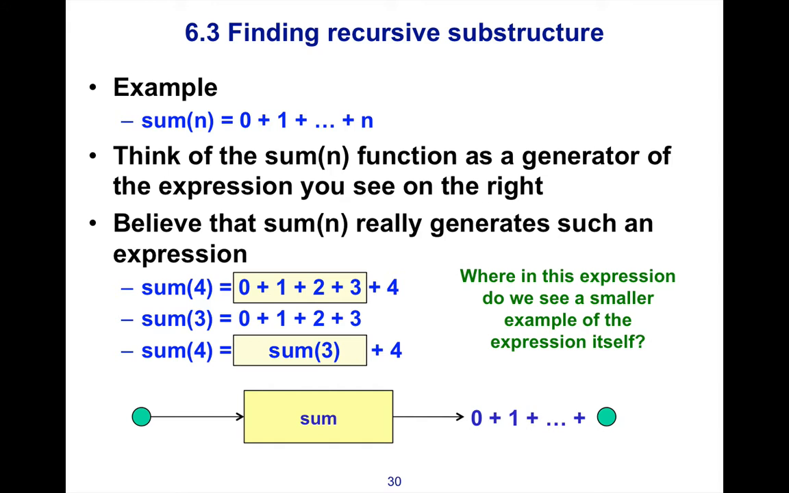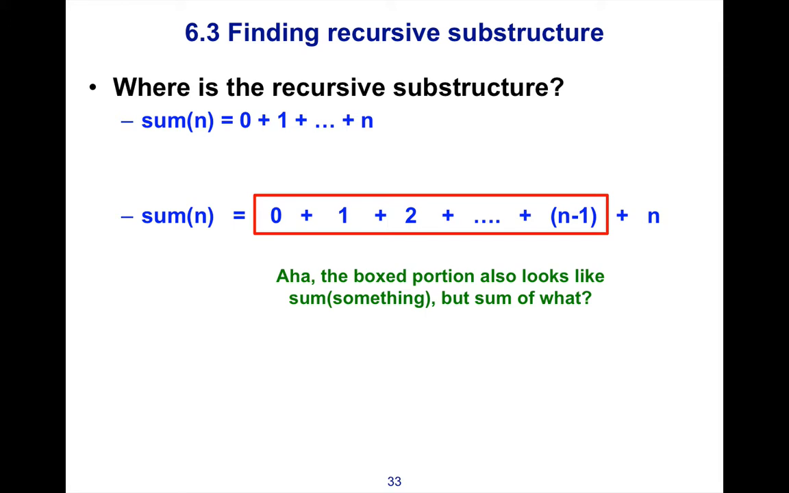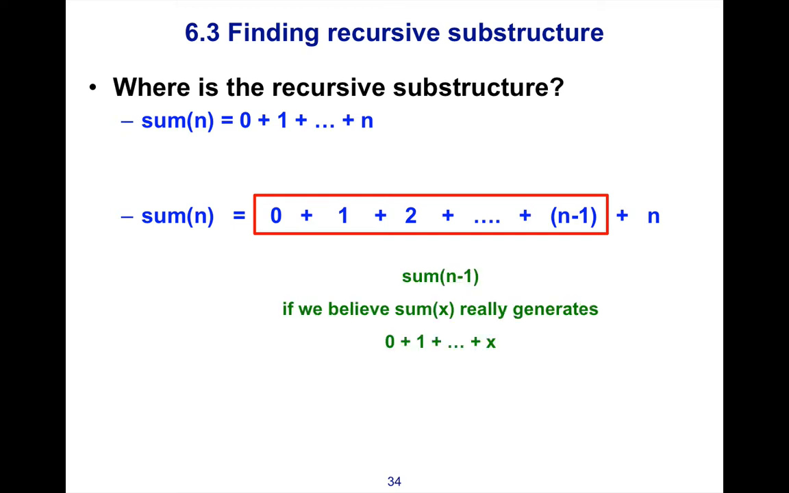Let's look at this more generally. So let's look at sum of n, which is the sum of 0 through n. And here you see the sum expanded out a bit. Where in here is the next smallest example of the sum operation? It's the sum of everything up to and including n minus 1. If only we had an answer to that, then we could simply take that and add n to it to get the answer. Now, if we really believe that sum of n minus 1 would do its job and generate the highlighted sum shown here, then we can simply substitute it and say sum of n is equal to sum of n minus 1 plus n.